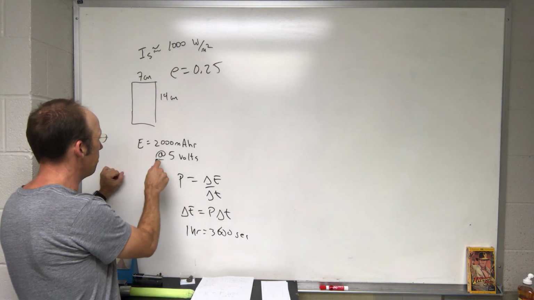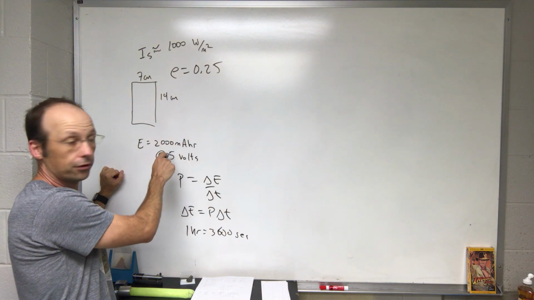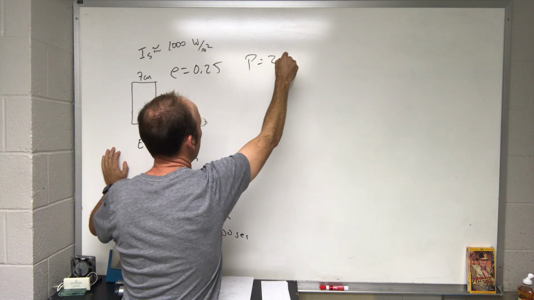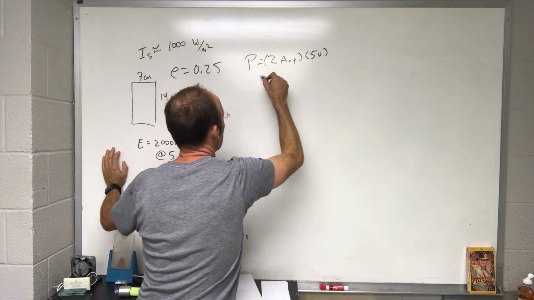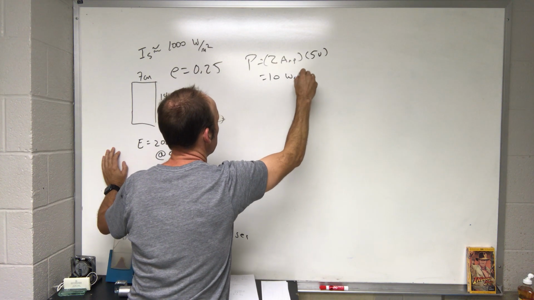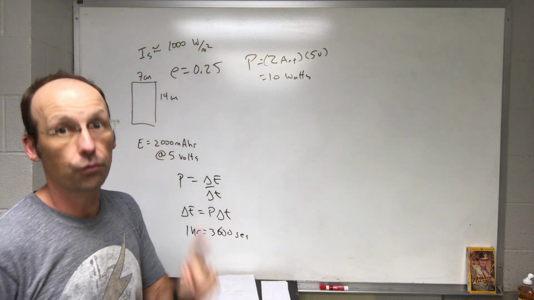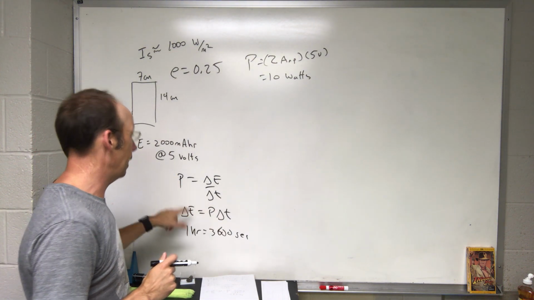So the other thing is the power for this. If it's 2 amps, 2,000 milliamps is 2 amps. At 5 volts, I know the power is 2 amps at 5 volts. So that's going to be 10 watts. That would be true if it ran for an hour, because we're talking about the energy. Okay. So now I can take the power times the time, and I get the energy.